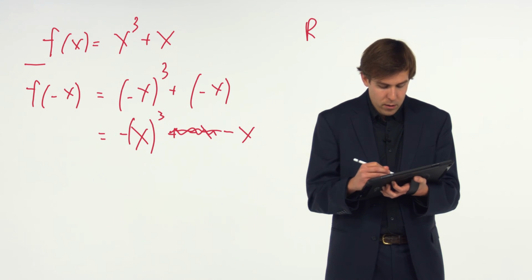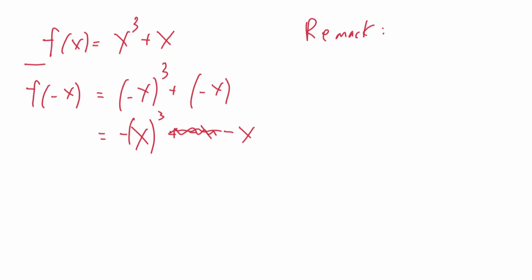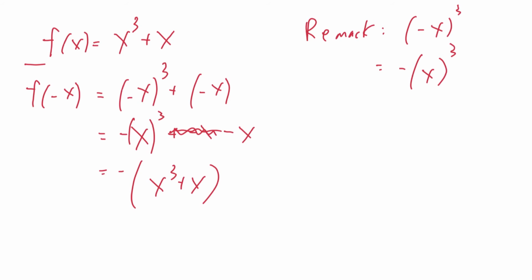Okay, so just as a remark, minus x quantity cubed is this, right? The minus sign gets multiplied 3 times. The first 2 cancel, and then I'm left with just 1 negative sign. Okay? And now I'll factor out a negative from all of it and just get to this. So I have a negative sign out of the whole thing here, times x cubed plus x. So this is minus f of x. So this tells me my function is odd.